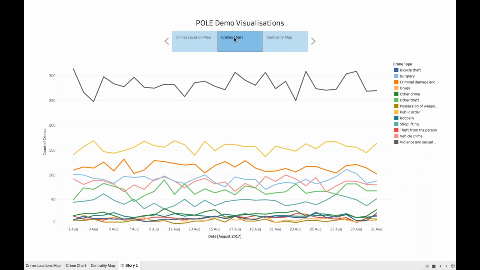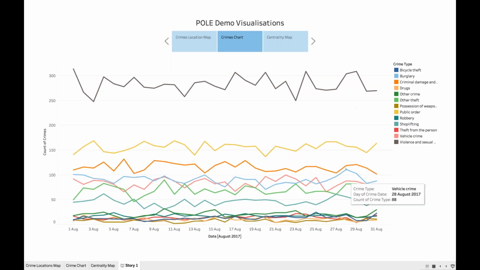Then, as you might expect, it's also fairly easy to put together a chart of crimes. So here we have all of the crimes that have happened for the month of August with their numbers. We can see here violence and sexual offenses, as we saw at the beginning, has the highest number of crimes. Here we've charted it by day. Fairly straightforward chart, but still interesting.